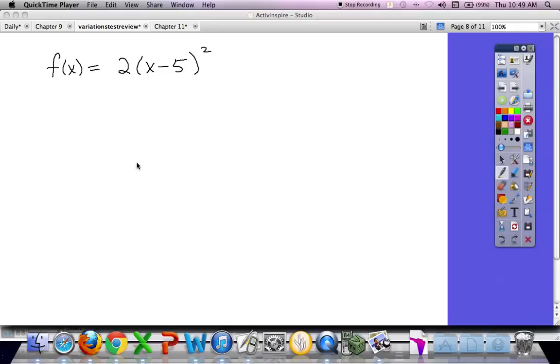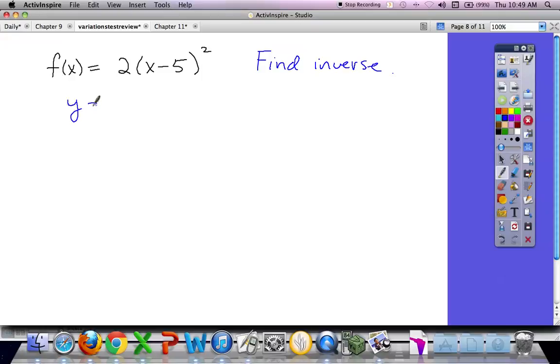Okay, so this one we want to find the inverse, right? Find inverse. What are the steps of finding an inverse? Okay, replace f of x with y, right? If it's not already a y, replace f of x with y.